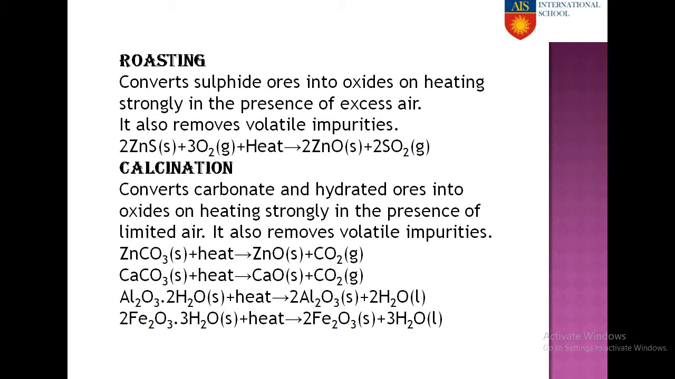or calcination. So let us understand what is roasting. Roasting generally refers to the process followed for sulfide ores. We heat these sulfide ores in the presence of excess air and ultimately it gives us oxide. So it removes the volatile impurities. Volatile impurities means the impurities which can be easily vaporized.